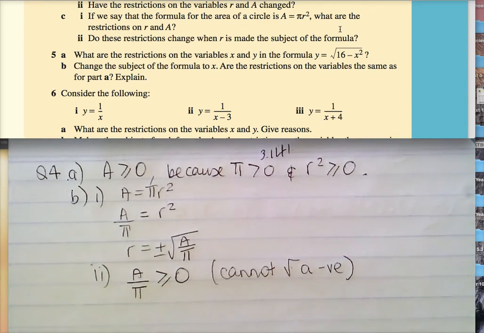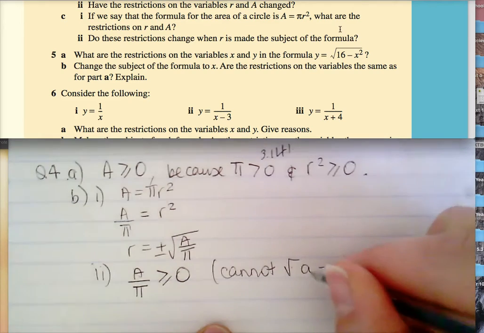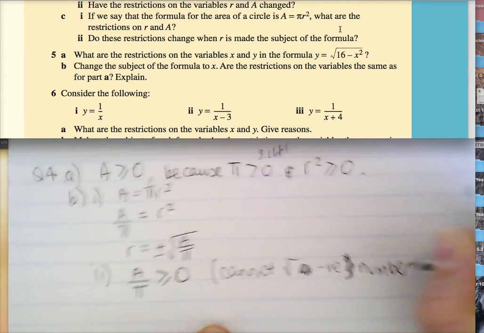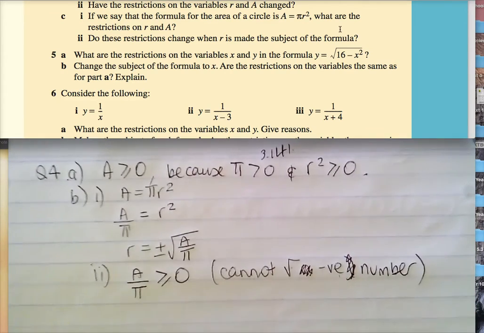Okay? This is you not knowing what a equals pi r squared means. So we're just pretending a equals pi r squared is not the area of a circle formula. We don't know what that formula is. If we're just looking at it in a purely mathematical way without applying it to real life, you cannot square root a negative number.